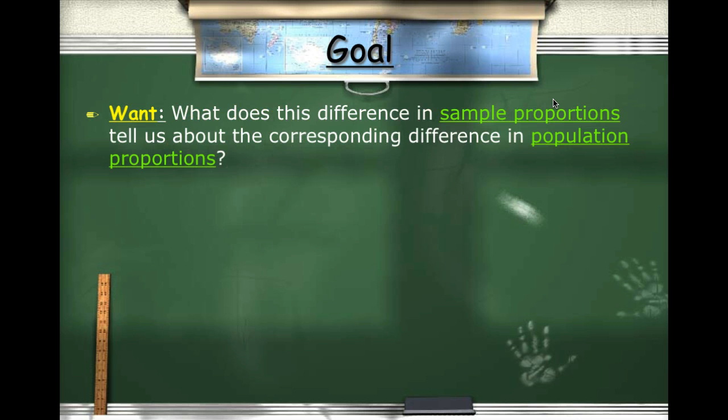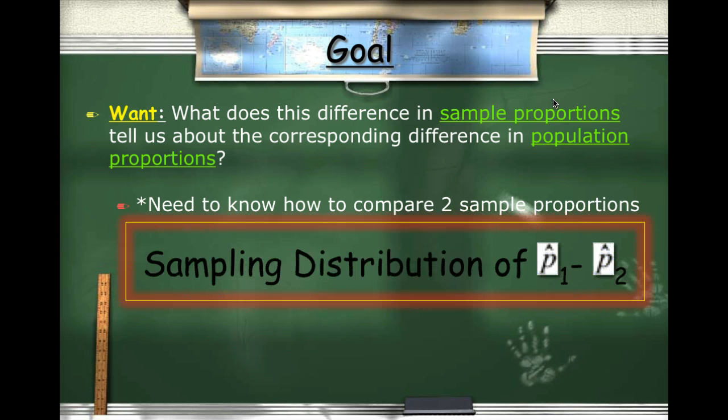Now, what we want to do is find the difference, or estimate at least the difference, between proportions within a population. However, in order to do that, we need to know how to do the difference in sample proportions. So that's why we're going to take a look at sampling distributions of the difference of two proportions.